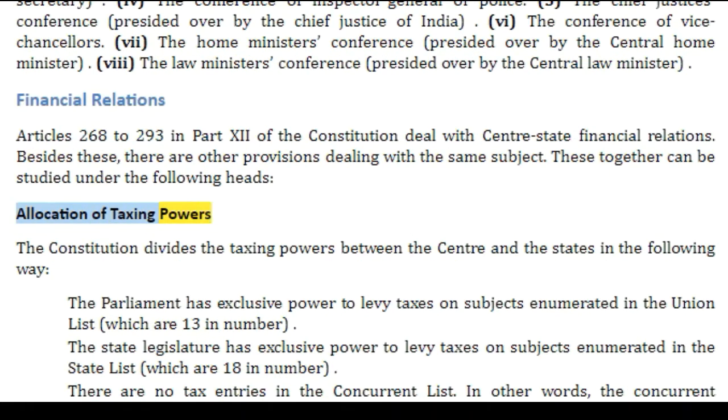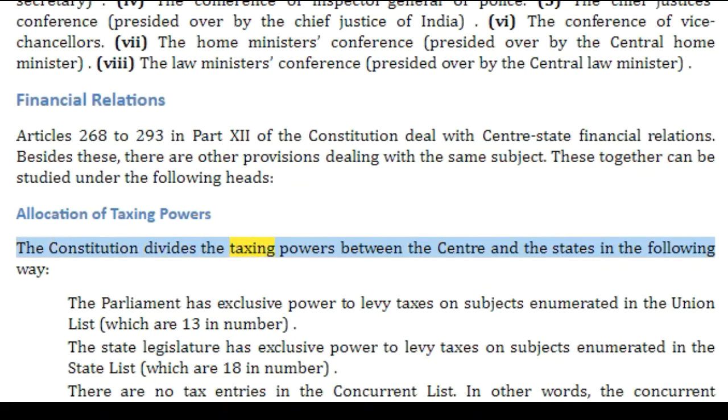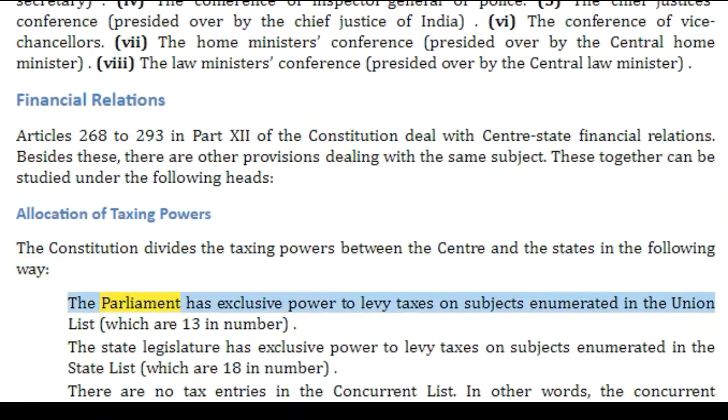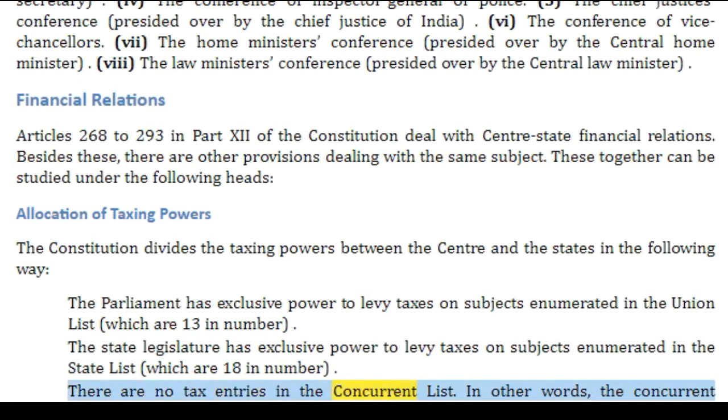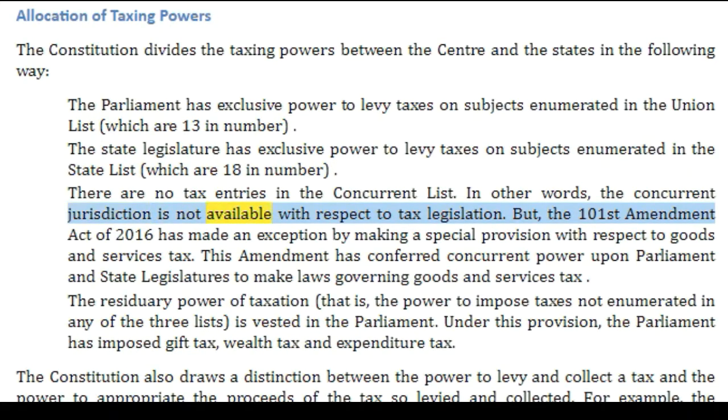Allocation of taxing powers. The Constitution divides the taxing powers between the center and the states in the following way. The Parliament has exclusive power to levy taxes on subjects enumerated in the Union List, which are 13 in number. The State Legislature has exclusive power to levy taxes on subjects enumerated in the State List, which are 18 in number. There are no tax entries in the concurrent list. In other words, the concurrent jurisdiction is not available with respect to tax legislation.